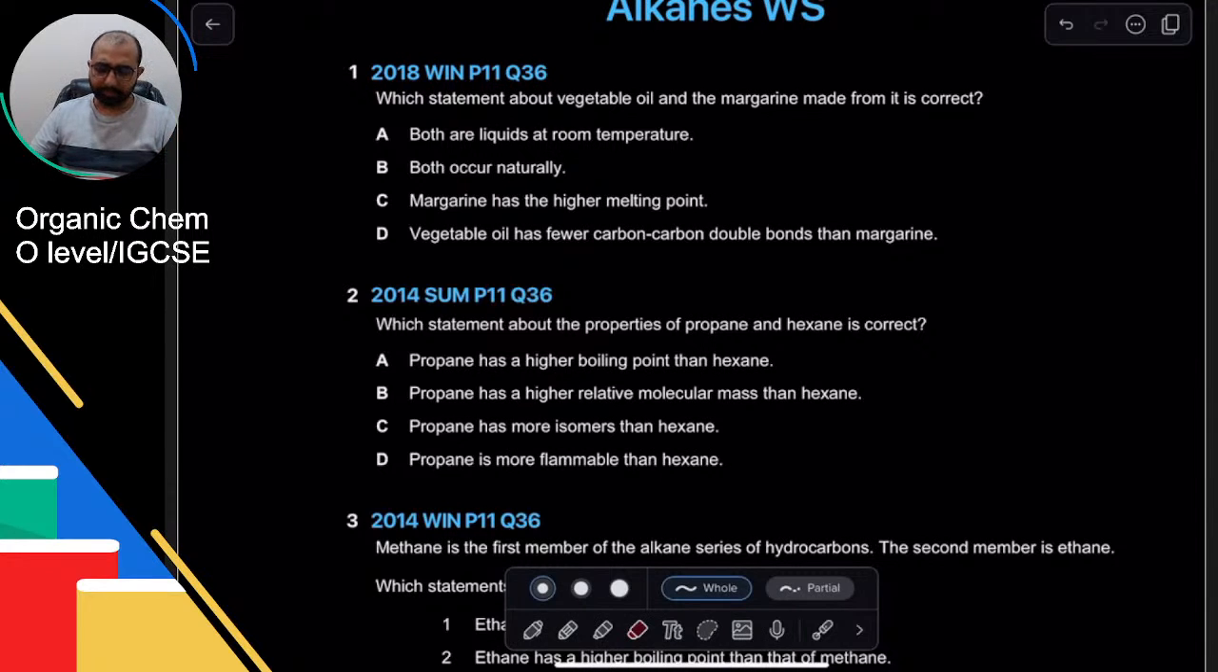Both are liquids at room temperature. No, oil is liquid, but margarine is solid. Both occur naturally. No, oil is natural, margarine is not. Margarine has a higher melting point. It's a solid, so that is true. And last one, vegetable oil has fewer carbon-carbon double bonds. No, oil is the one that is unsaturated. So we make margarine by saturating it. Now, it is possible that margarine has some double bonds, sure, but oil will still have more. So C is the correct option.